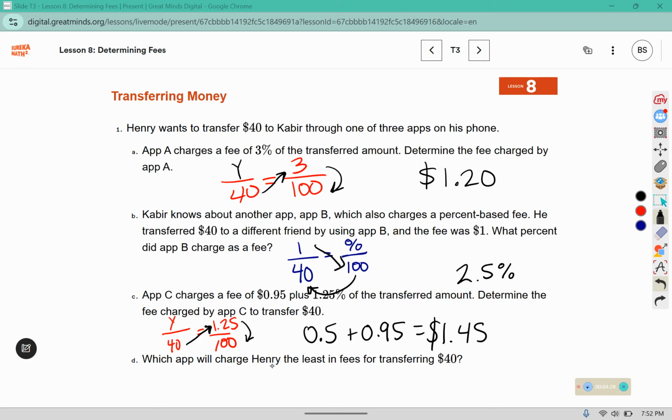So which app will charge Henry the least in fees for transferring $40? Well, app A was $1.20, app B was $1, and app C was $1.45. So B charges the least.